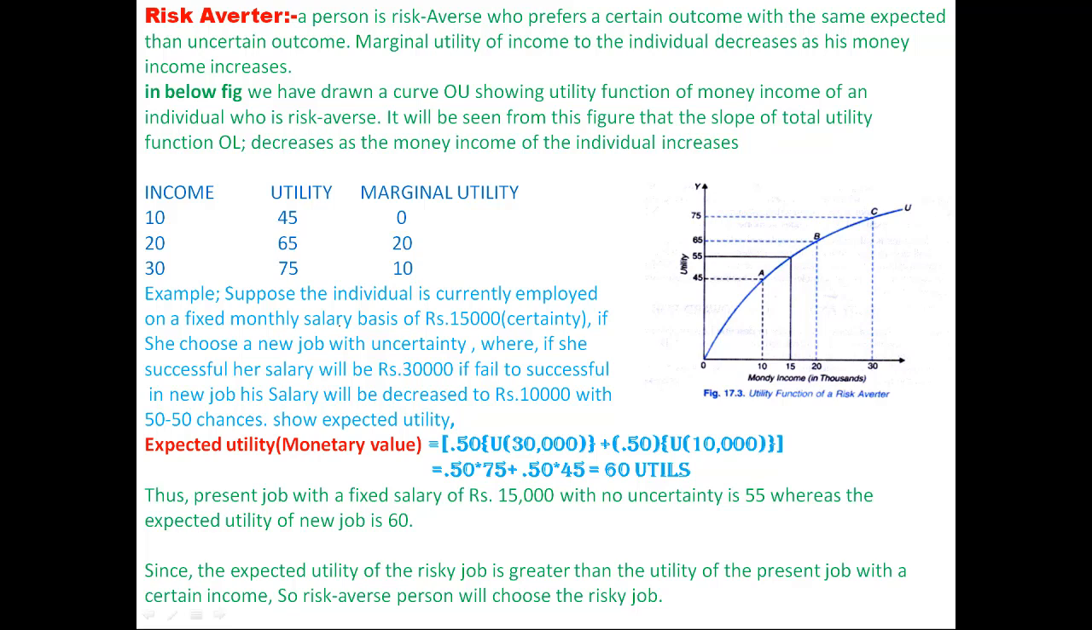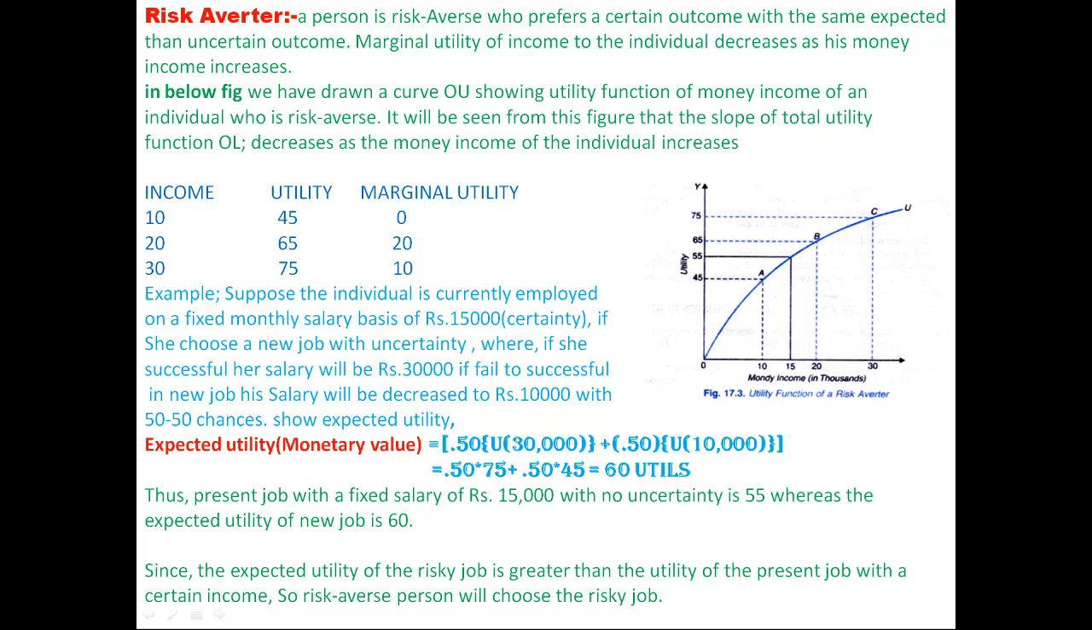Risk averter. A risk averse person prefers a certain outcome to an uncertain outcome with the same expected utility or same expected value. When income is 10, consider the utility is 45; when income is 20, utility is 65; when income is 30, utility is 75, as represented here. If you consider the marginal utility, here is 20, here is 10. So here is the decrease in marginal utility.